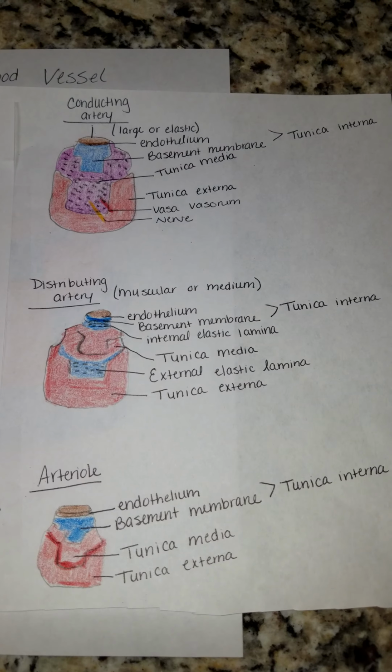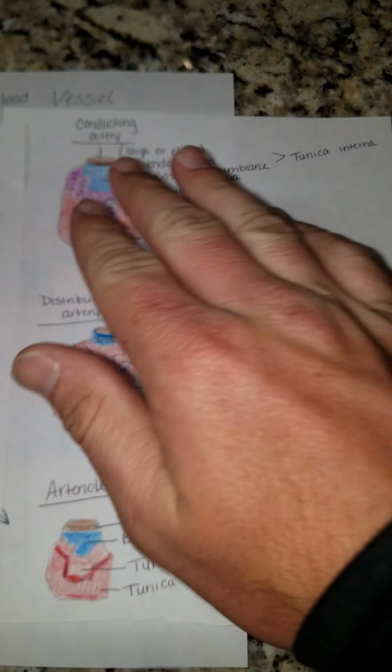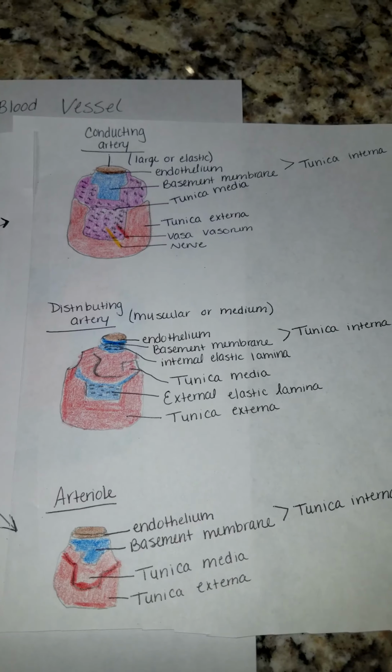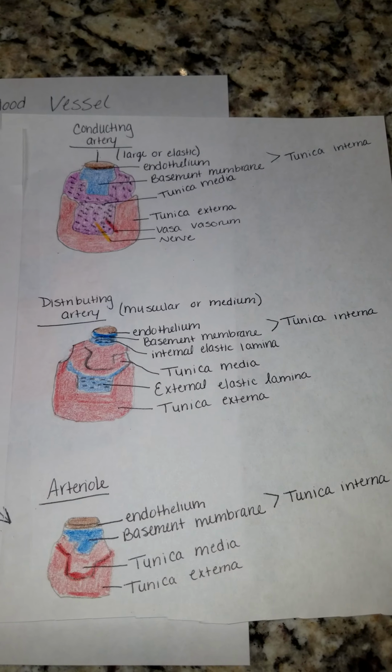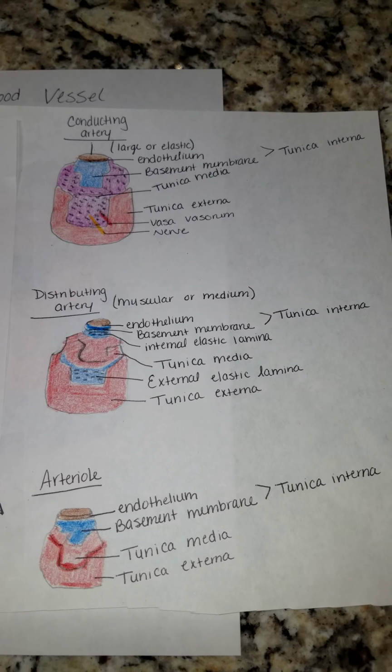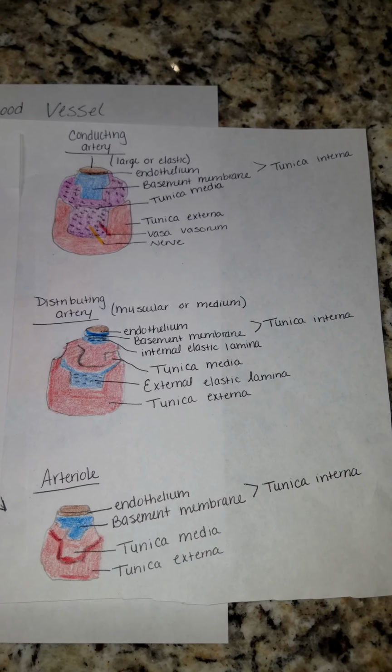The first type are conducting arteries. They are also elastic or large arteries. In fact, they are the largest. Two examples of conducting arteries are the aorta and pulmonary trunk.